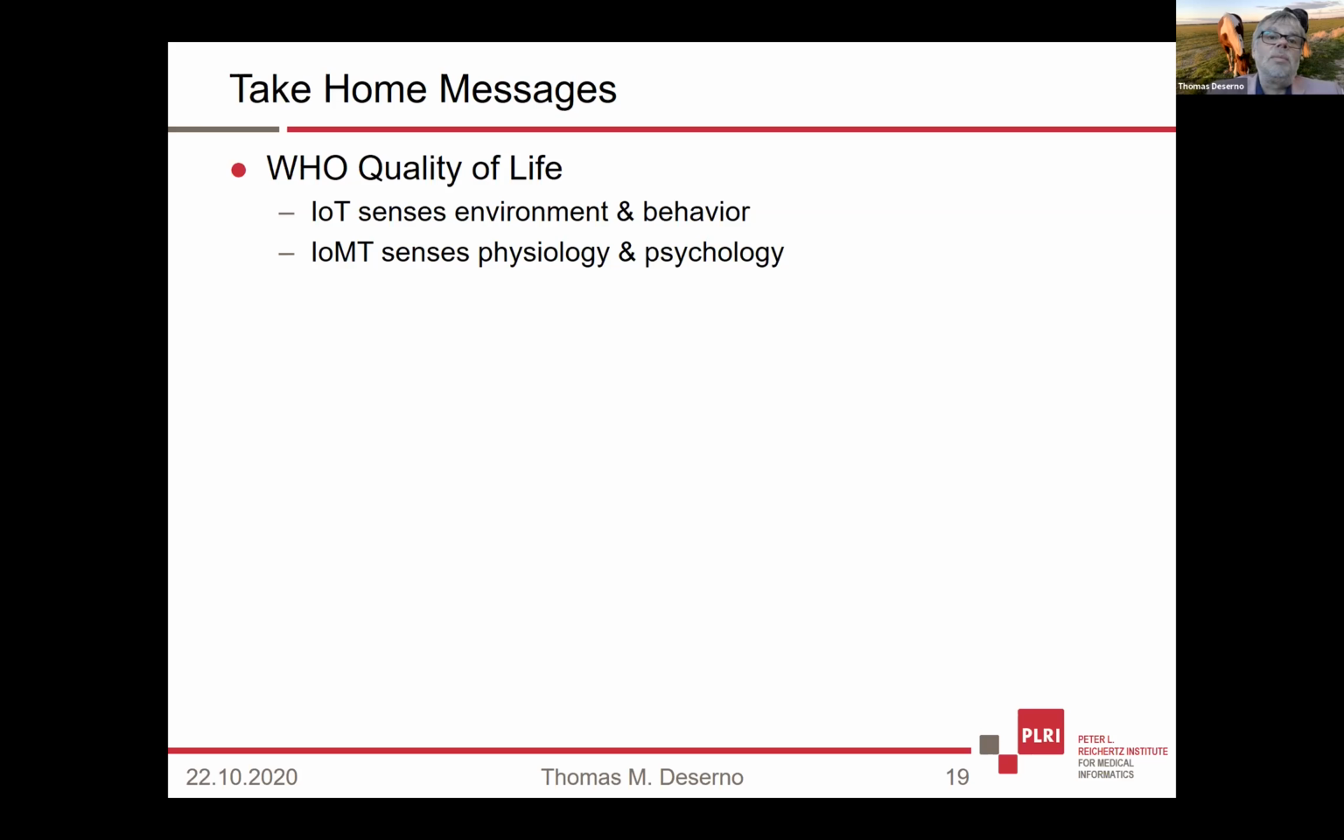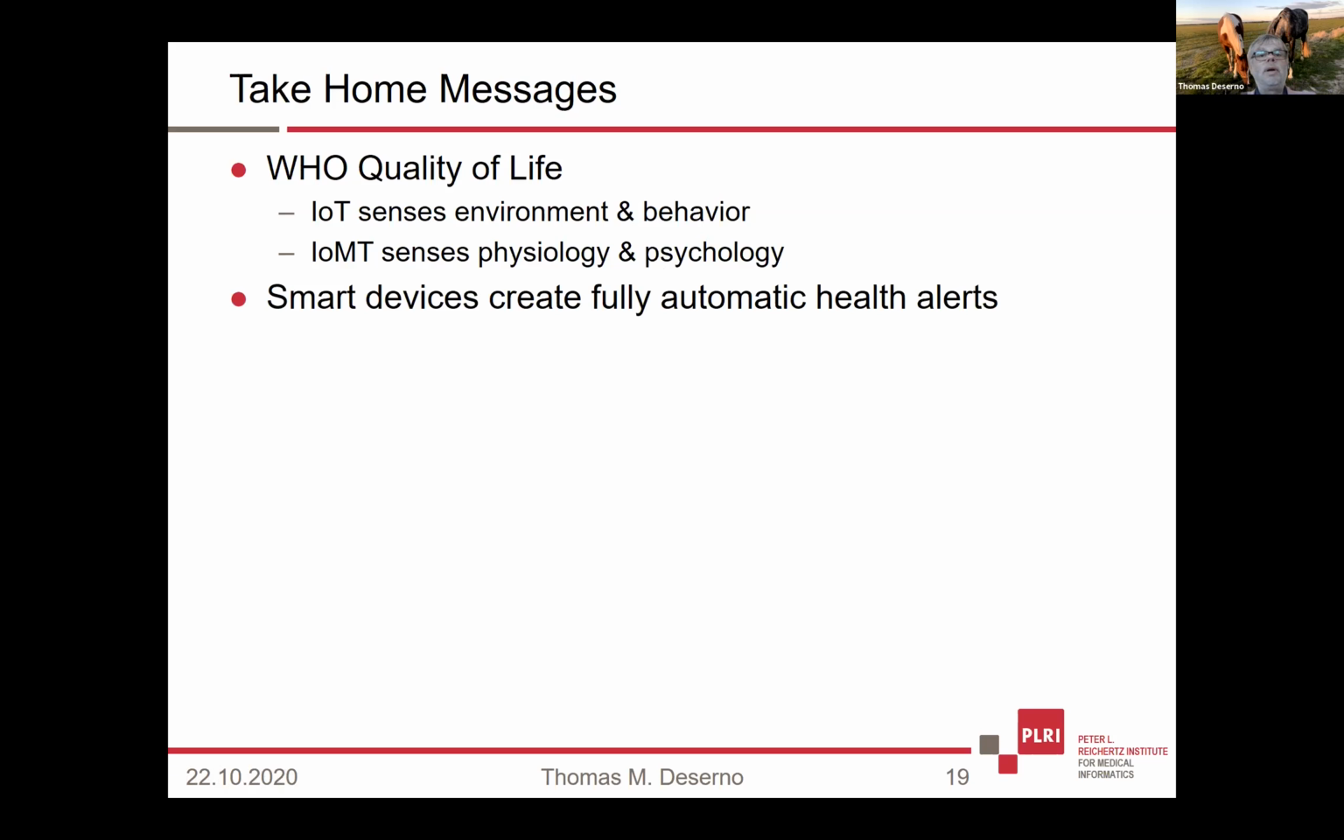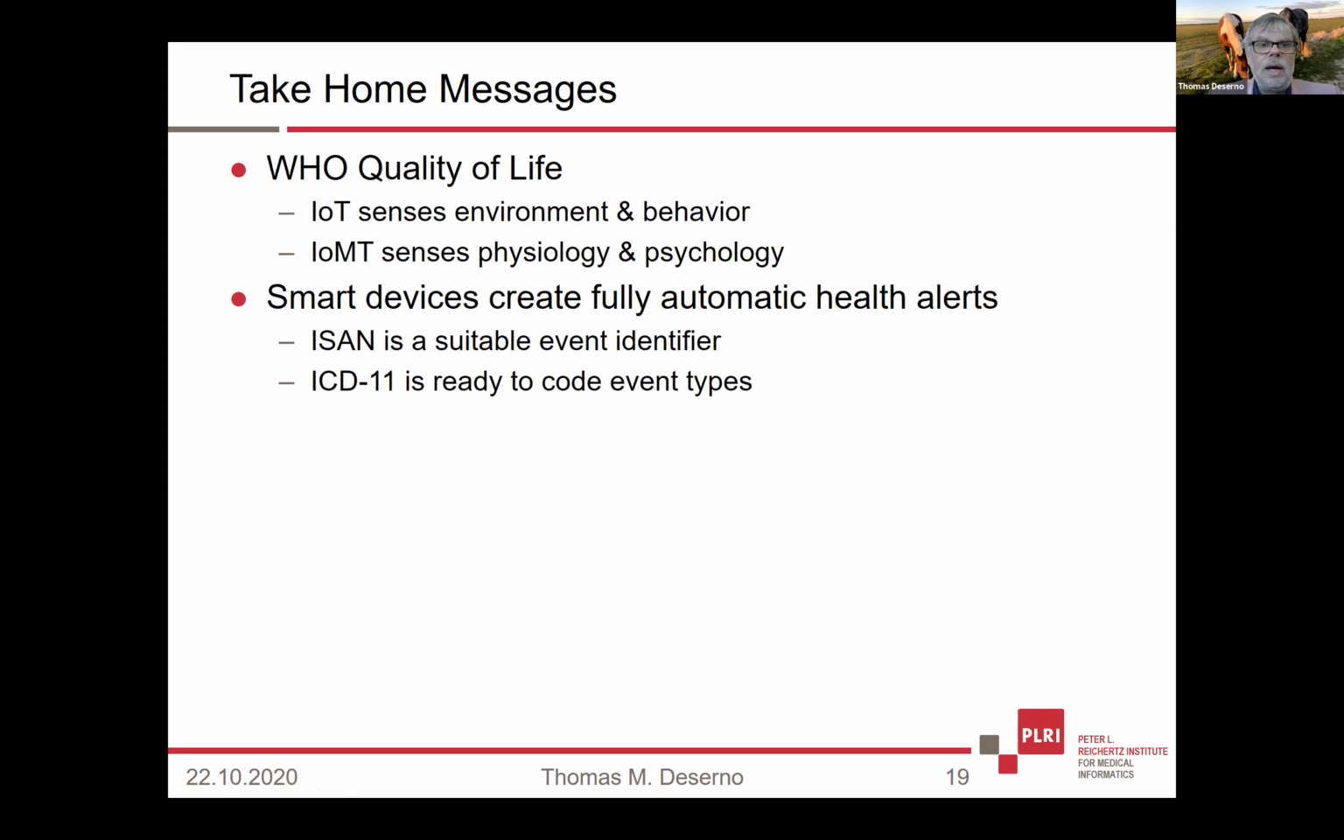So the first is WHO quality of life has basically 4 parts. Actually, they define 6 parts, including religion and self-satisfaction. But there are 4 parts which can be well assessed with sensors. That is environmental, behavioral, physiological, and psychological parameters. And we are developing smart devices that will allow us to continuously monitor these parameters. And based on this continuous monitoring, these smart devices will create fully automatic health alerts. And we need to answer these fully automatic health alerts.